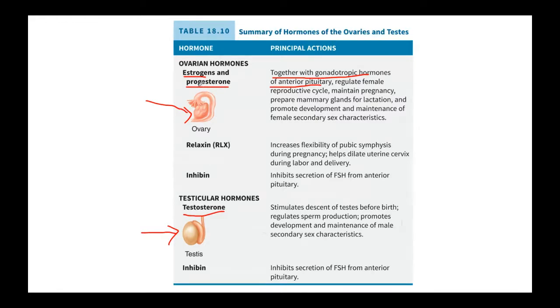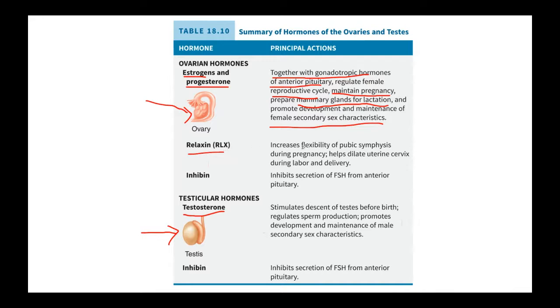But in order to make these, you need cholesterol. Okay, cholesterol, testosterone. So together with the gonadotropic hormone and anterior pituitary, it regulates the female reproductive cycle. It's involved in maintaining pregnancy. It prepares the mammary glands for lactation, and it's going to promote development and maintenance of the female secondary sex characteristics.